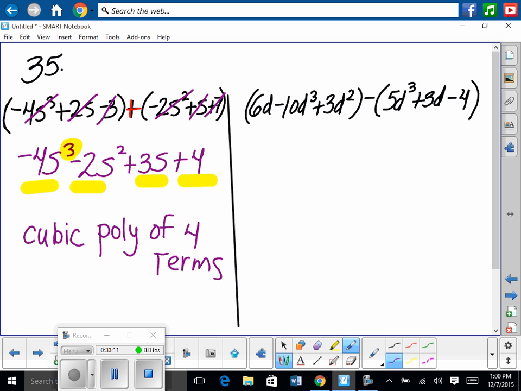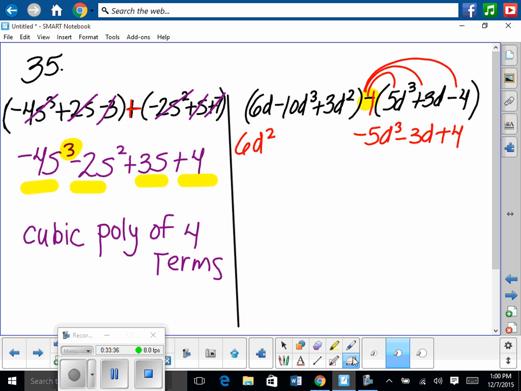Okay, moving on to this next one, we've got to be careful. Remember, if there's a subtraction sign, and there is, we have got to be very careful. So we rewrite that as negative 1, and we distribute it through. So we're going to have negative 5d cubed, we're going to have negative 3d, and we're going to have positive 4. You must distribute that negative through. And now that I have distributed my negative through, I can just drop down these front things. Here. So, and then combine like terms.